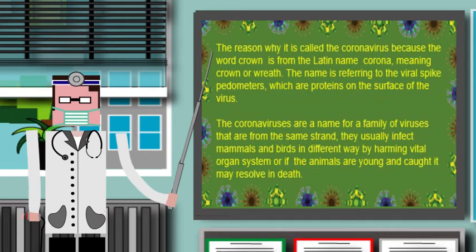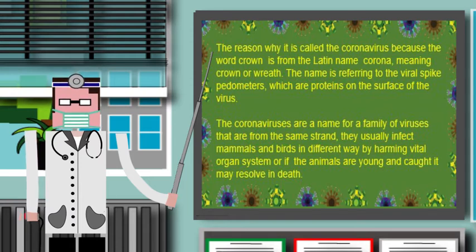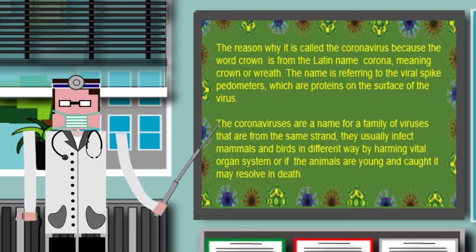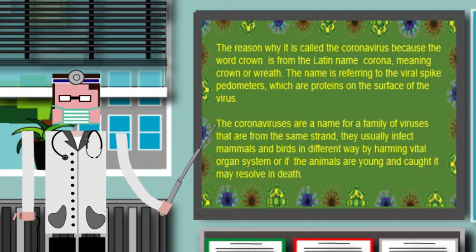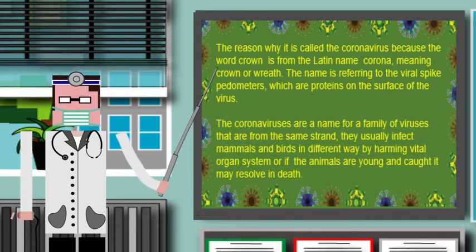The reason why it is called the coronavirus is because the word crown is from the Latin name corona, meaning crown or wreath. The name is referring to the viral spike peplomers, which are proteins on the surface of the virus. The coronaviruses are a family of viruses that are from the same strand. They usually infect mammals and birds in different ways by harming vital organ systems, and if the animals are young and catch it, it may result in death.